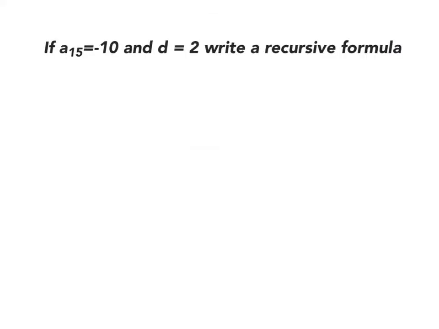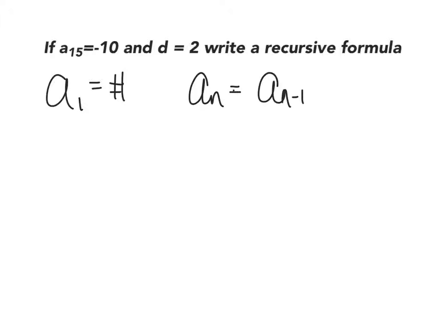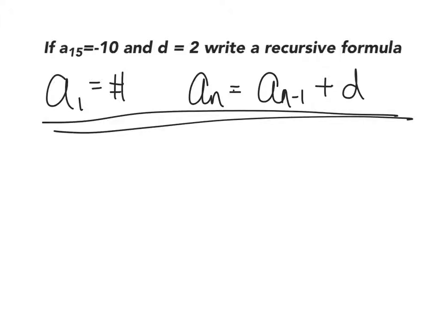So our next example says, if a sub 15 equals negative 10, and the difference is 2, write a recursive formula. All right, so again, I'm going to jot my rule down for myself. I need to know a sub 1, and then the definition of recursive is the previous term, a sub n minus 1, arithmetic means plus the difference. So I just keep jotting those down, so I keep saying them to myself. So I know the difference, but I don't know a sub 1. So my goal is to go get that a sub 1.